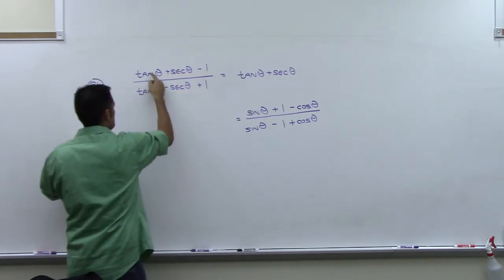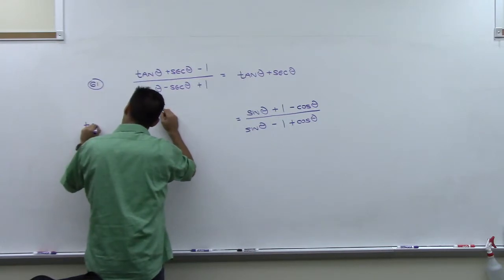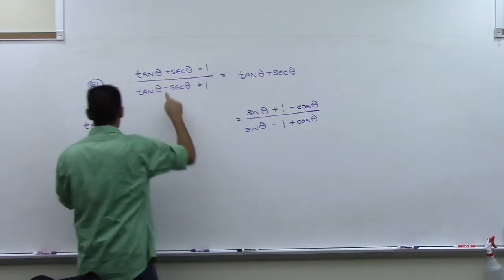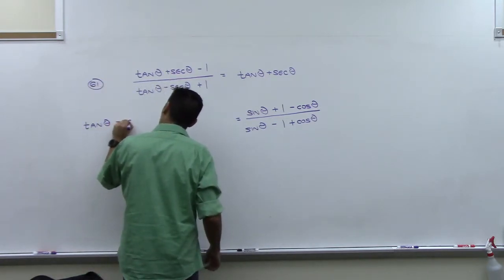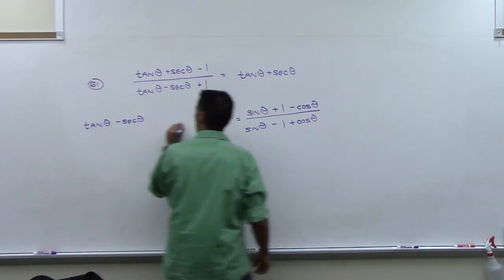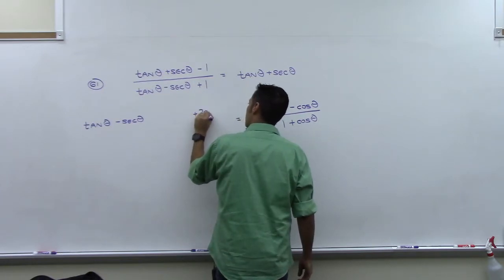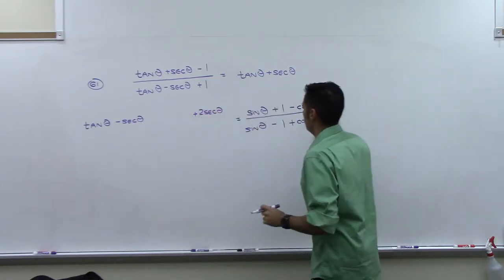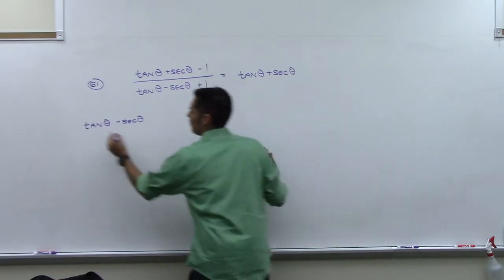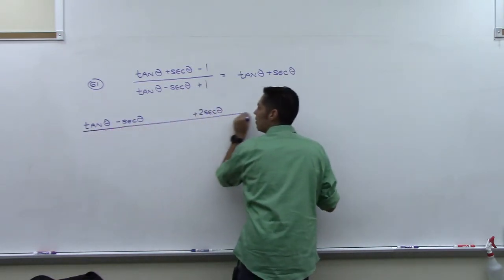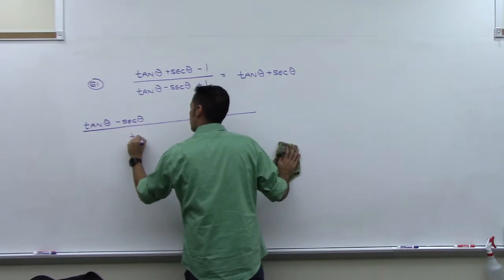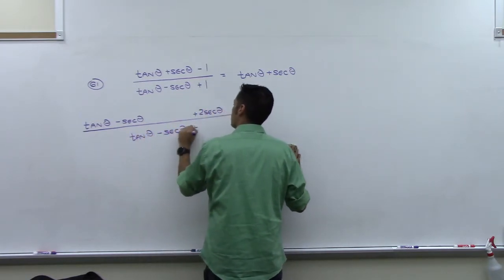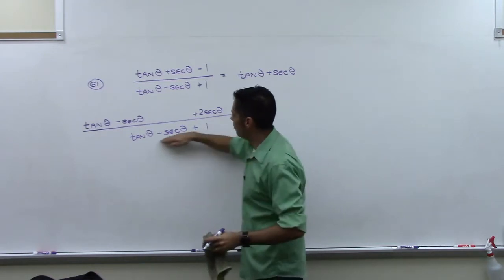These tangents are the same, so I can do tangent theta. And then what I'd like to have is a minus secant theta up there. So what if I do minus secant theta, and then over here I'm going to say plus 2 secant theta. And I think I will get rid of this for now. So do you agree? Let me put the denominator down here. I have tangent theta minus secant theta plus 1. That's my denominator. I'm trying to get this up here.